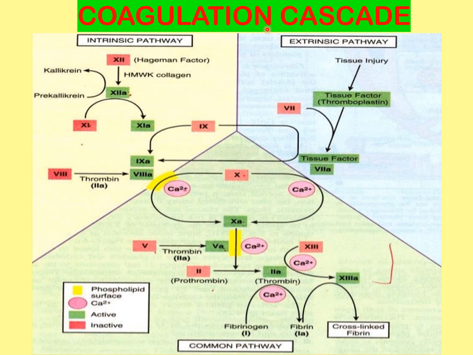So thrombin plays a key role in the clotting cascade as it speeds up the clotting process by activating the clotting factor 11 in the intrinsic pathway. Also, it activates clotting factor number 8 and 5 in both the intrinsic and the common pathway.